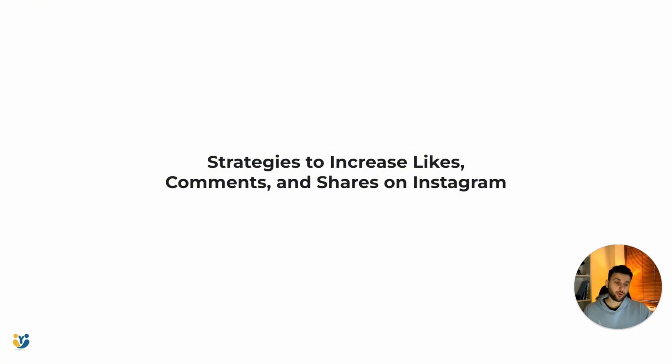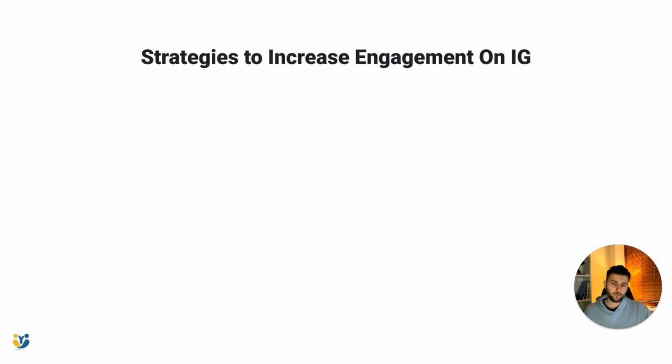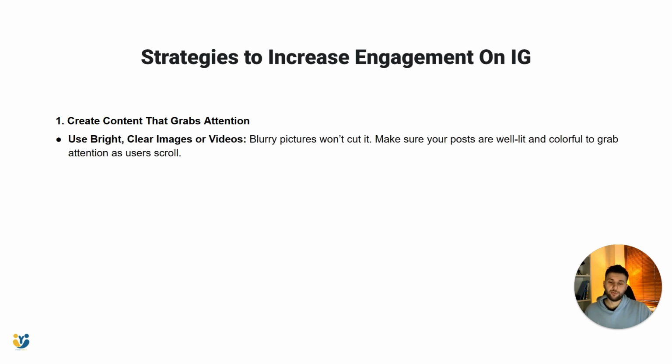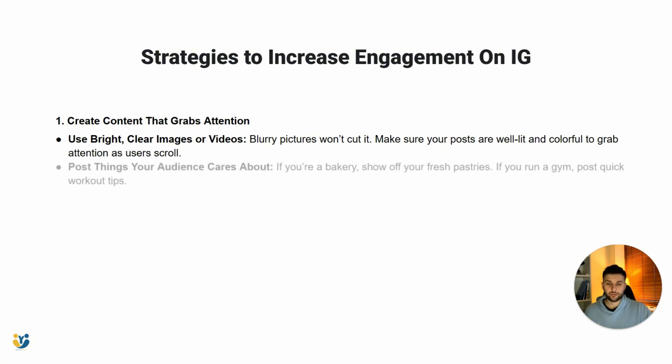So, strategies to increase likes, comments, and shares on Instagram. How to actually increase engagement on Instagram? First of all, create content that grabs attention. Use bright, clear images or videos. Blurry pictures won't cut it. Make sure your posts are well lit and colorful to grab attention as users scroll.